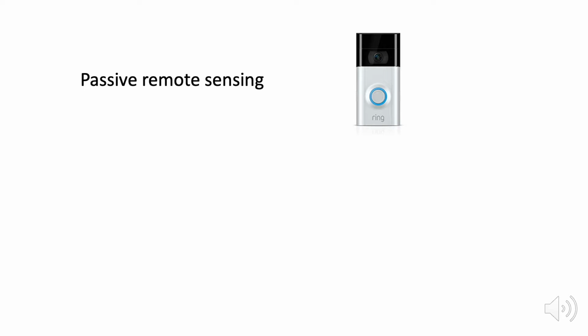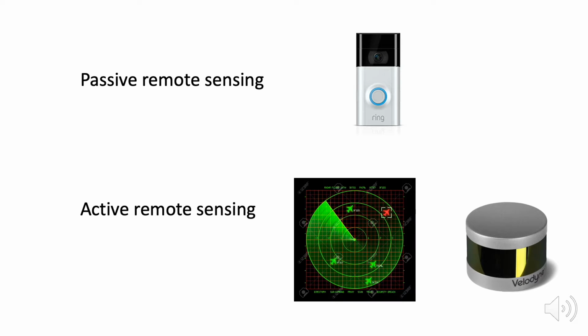There are two types of remote sensing, passive and active remote sensing. Passive sensing uses pre-existing sources, like the ambient light from the sun, to collect information. A common example of a passive sensor is the Ring doorbell system that uses a camera to detect when people approach your door. Active remote sensing is the process of sending out a signal, such as light or sound, and using the received signal to obtain data about certain objects. Examples of this are sonar, radar, and LiDAR.